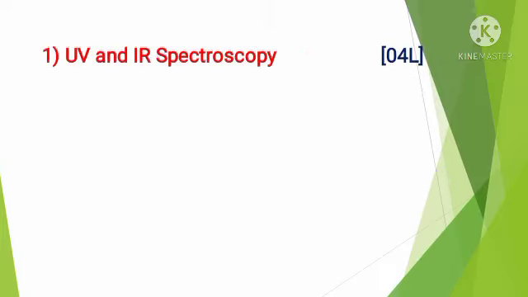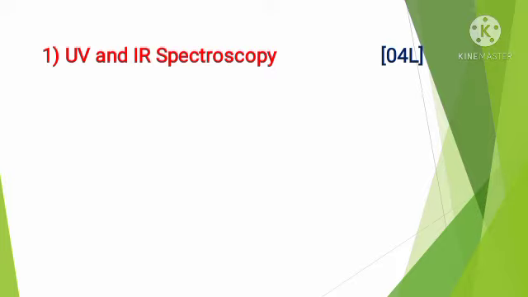These sections are divided into 4 units. Unit number first is UV and IR spectroscopy. Second one is H1 NMR spectroscopy. Third one is carbon 13 NMR spectroscopy, and fourth one is mass spectrometry.